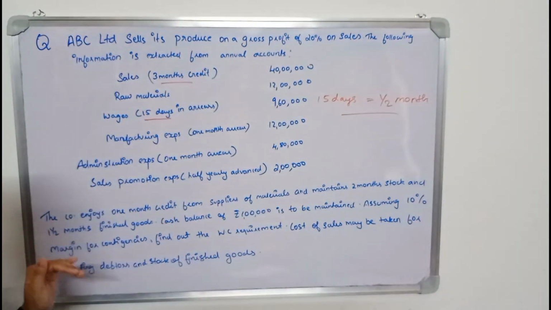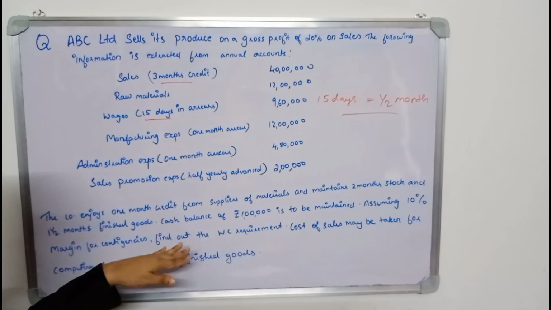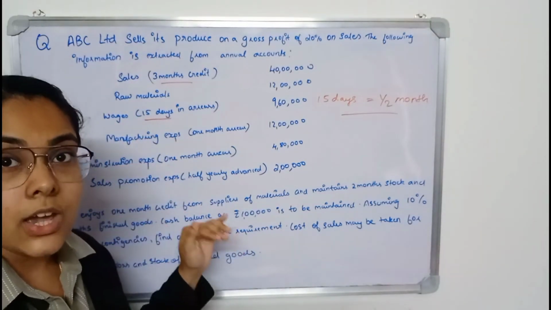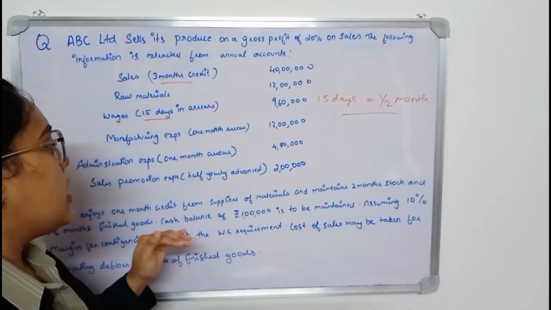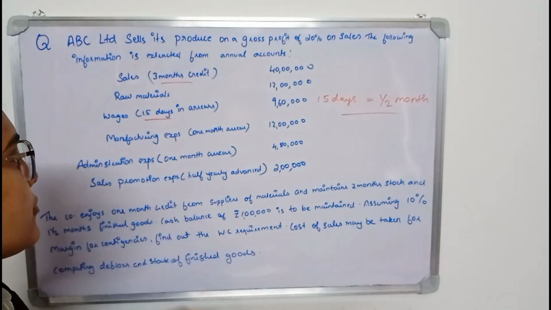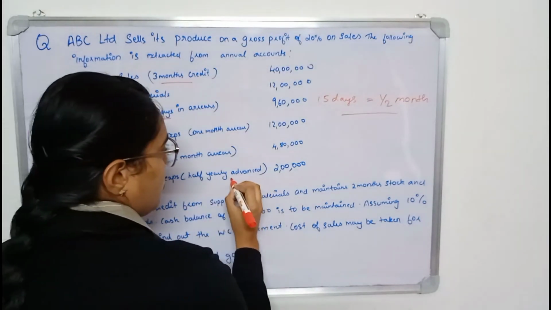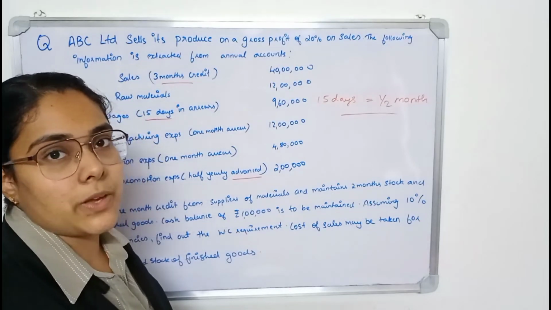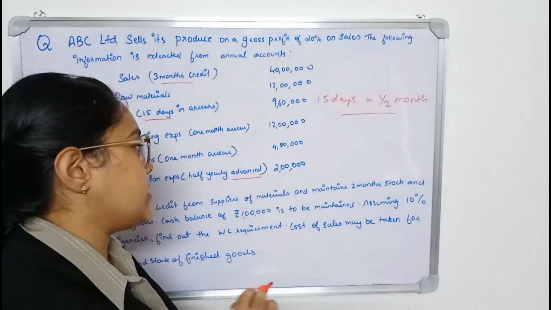Alright, next is manufacturing expense, which is in arrear for 1 month and is 12 lakh. Administration expenses are also in arrear for 1 month. All these come under which head? Creditors for expenses. Then sales promotion expense is half yearly advanced. Here it is advanced, that means it is a prepaid expense, which is an asset to be considered.